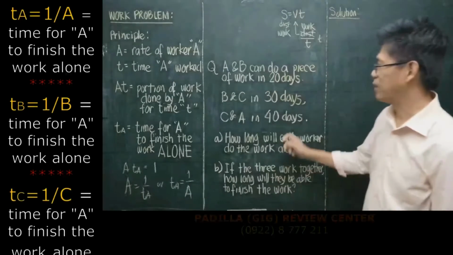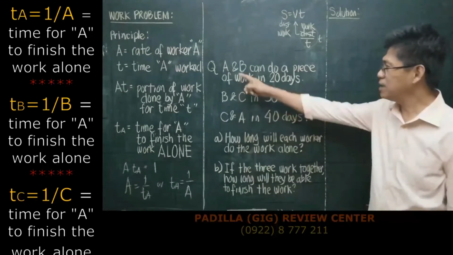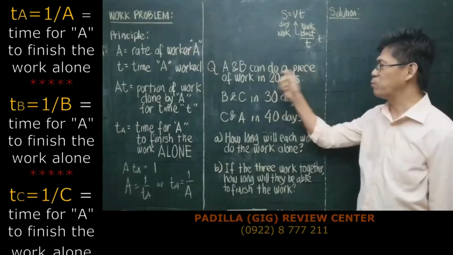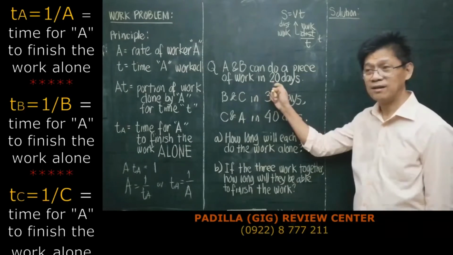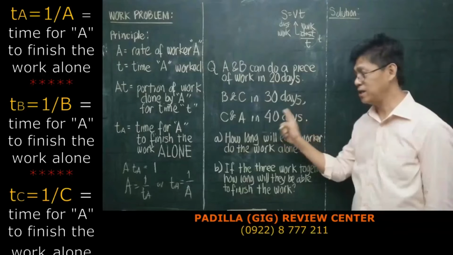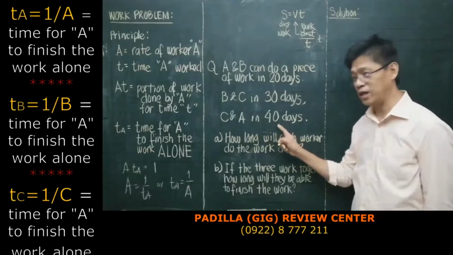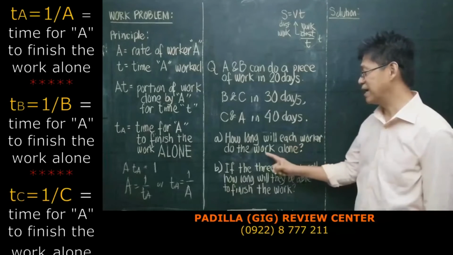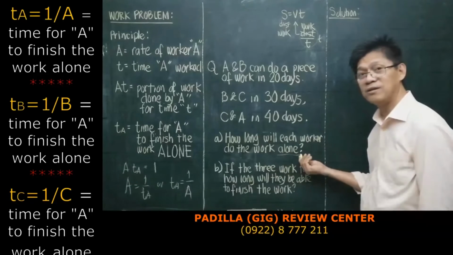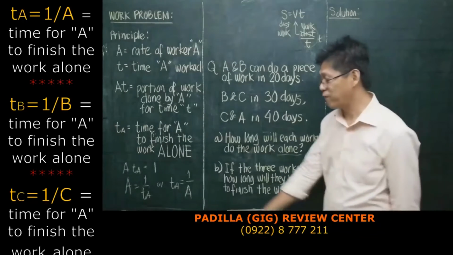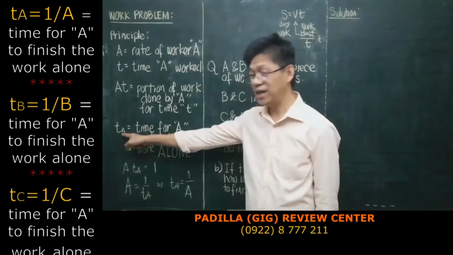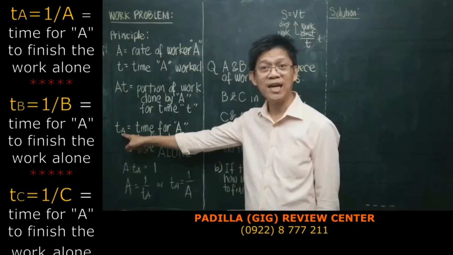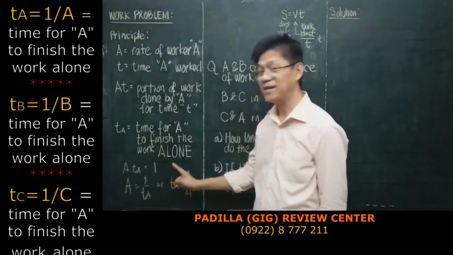Okay? Let us have this one. A and B can do a piece of work in 20 days. B and C in 30, C and A in 40. The question is, how long will each worker can do the work alone? So we are asked here to find T sub A, T sub B, and T sub C.